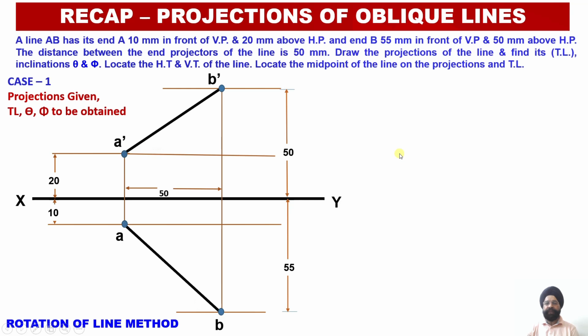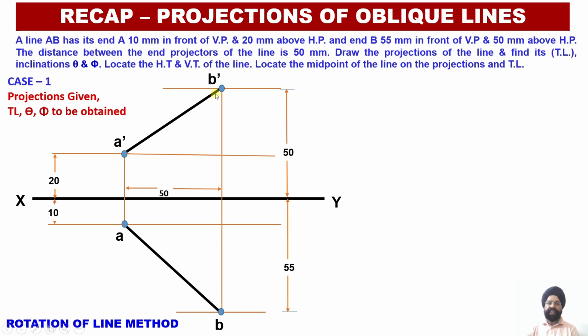So in the first case that we discussed in the earlier lecture, we had worked out that this is a line A dash B dash in which the coordinates of end A were provided to us, that is, 10 mm in front of VP and 20 mm above HP. Similarly, the distance between the end projectors was provided as 50 mm. End B happened to be 50 mm above the horizontal plane and 55 mm in front of the vertical plane.